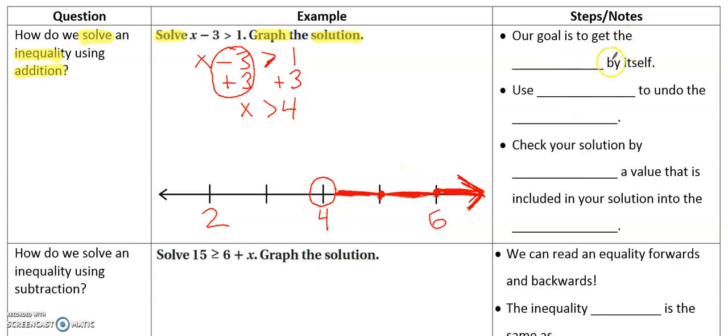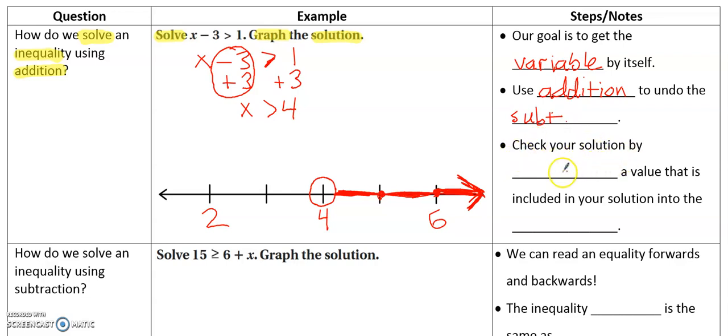Okay, our goal is to get the blank by itself. The, hopefully you know it, variable. Good job if you got that. Use blank to undo the blank. Remember inverse operations? Use addition to undo the subtraction. This thing does not do vertical lines. You have to really go slowly. Oh! I don't have time to do the rest of subtraction. I'm just going to put subbed, and you know that means subtraction.